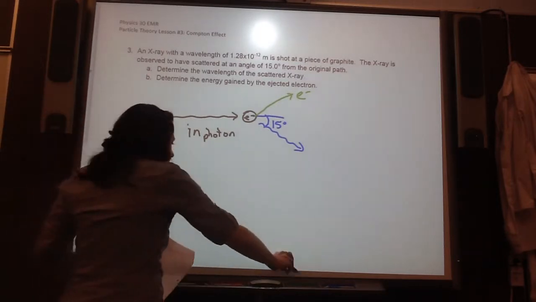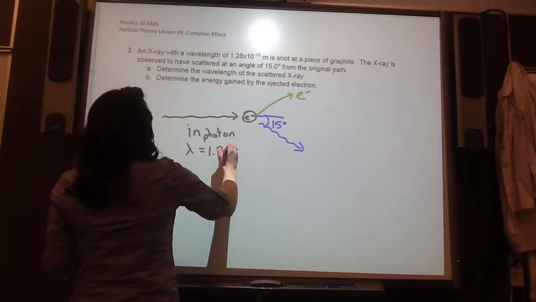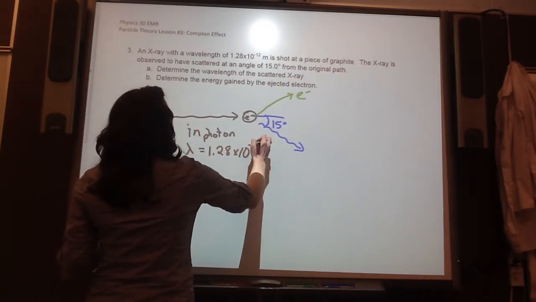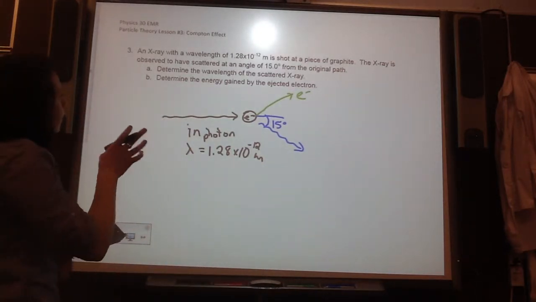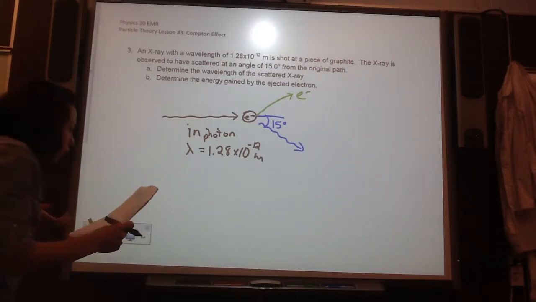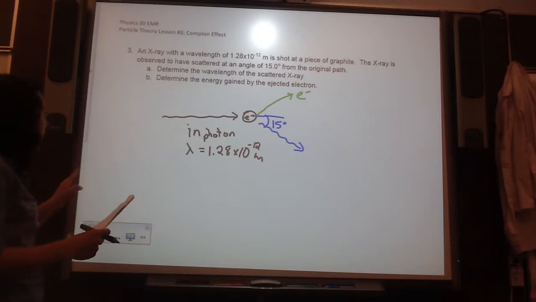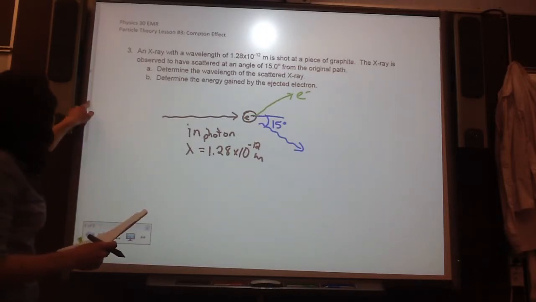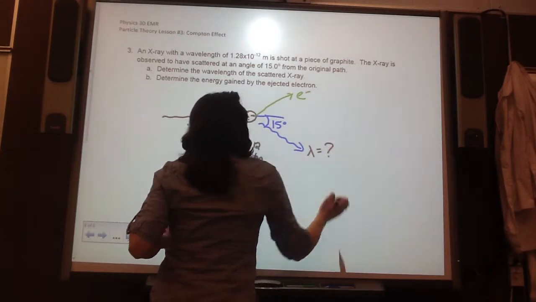So this incoming photon has a wavelength of 1.28 times 10 to the negative 12 meters. The X-ray is observed to scatter 15 degrees. Okay, so that's everything that I know so far. I'm being asked to find the wavelength of the scattered X-ray.